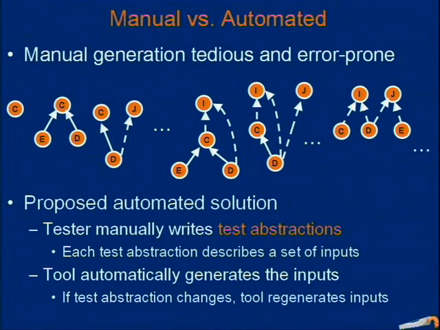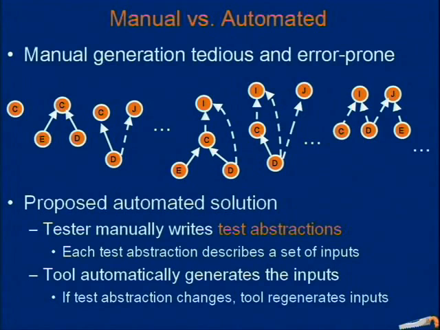The idea is that instead of manually writing these individual tests, the tester manually writes something that I call test abstractions. Each of these test abstractions describes a set of inputs. I'll show more examples of these test abstractions as we go. Here we just describe that I want to generate graphs that are directed acyclic graphs. The tester does this manually, and then the tool will automatically generate specific concrete inputs.